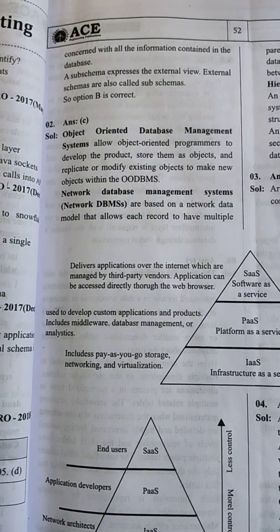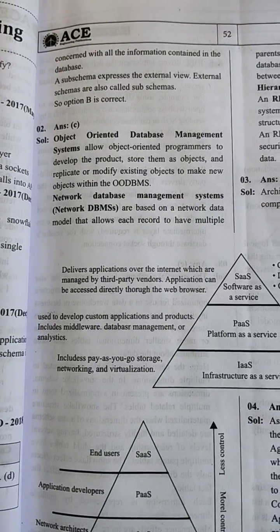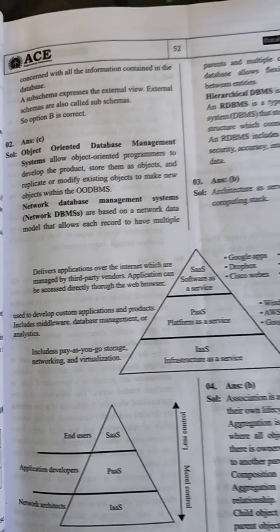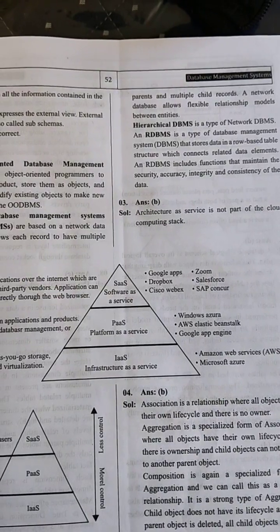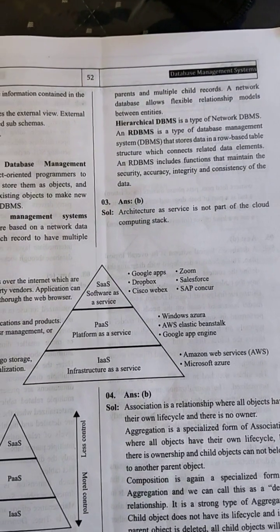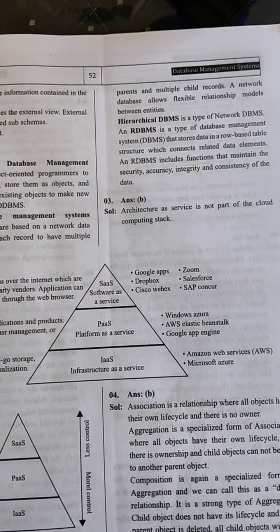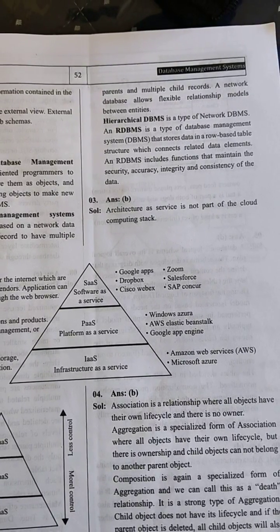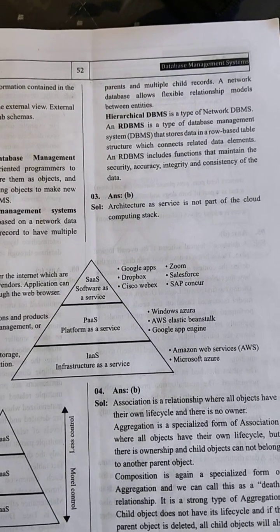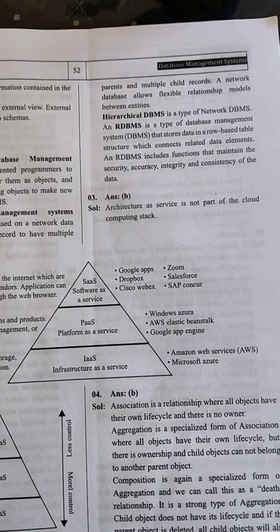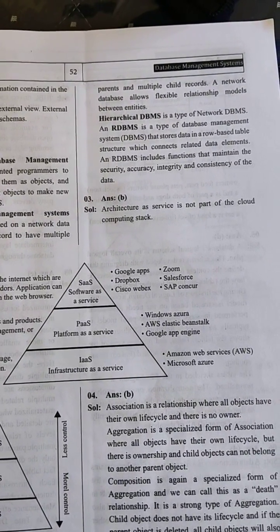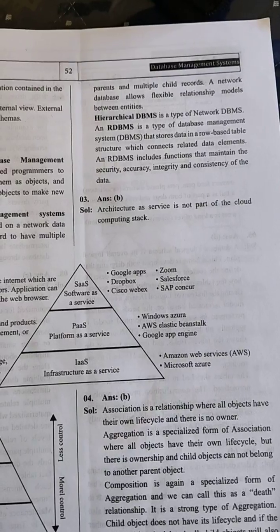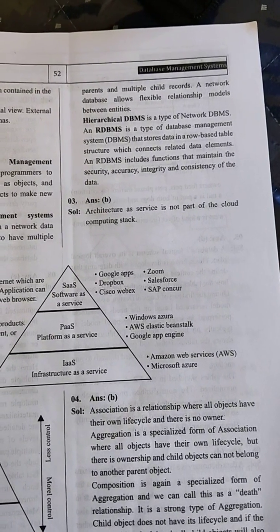Network database management systems are based on the network data model that allows each record to have multiple parent and multiple child records. A network database allows flexible relationship models between entities. Hierarchical database is a type of database, network databases, and RDBMS is a type of database management system that stores the data in a row-based structure which contains the related data elements, and RDBMS includes the functions that maintain the security, accuracy, integrity, and consistency of the data.